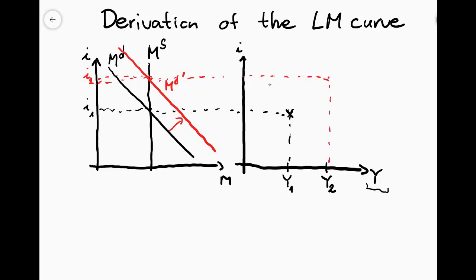Something like this. So connecting these is going to give us the LM curve, which is positively sloped.